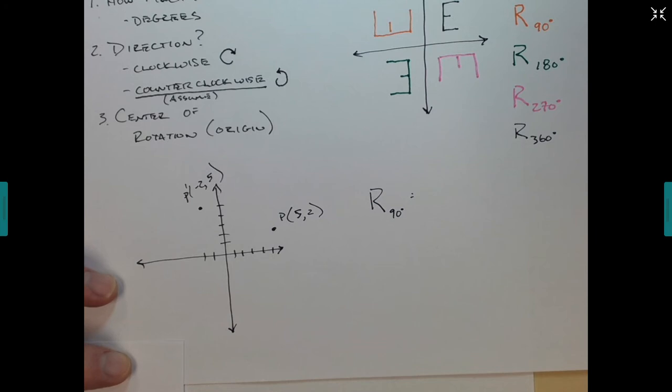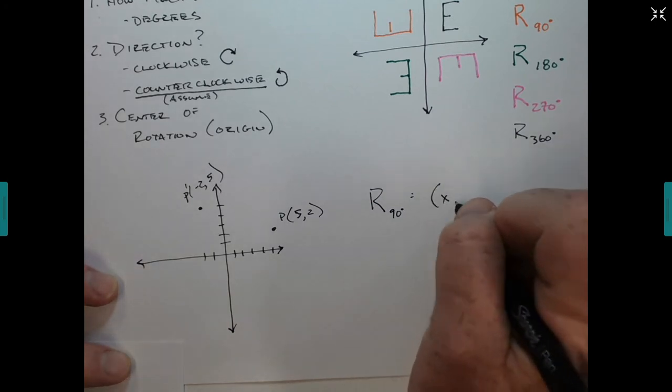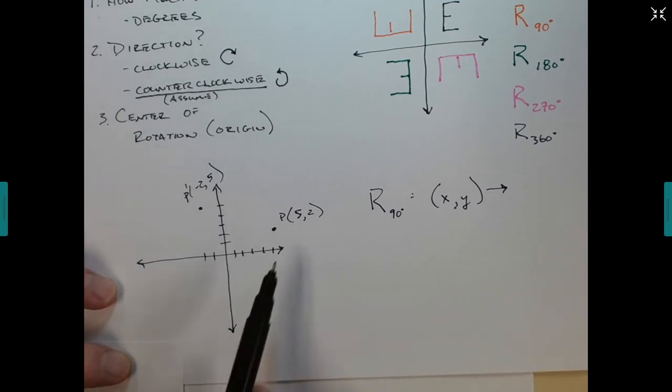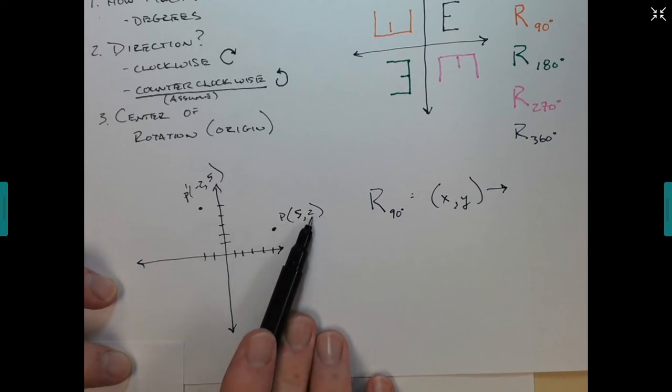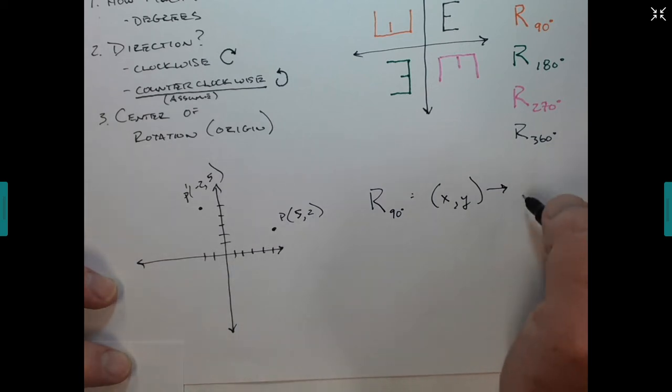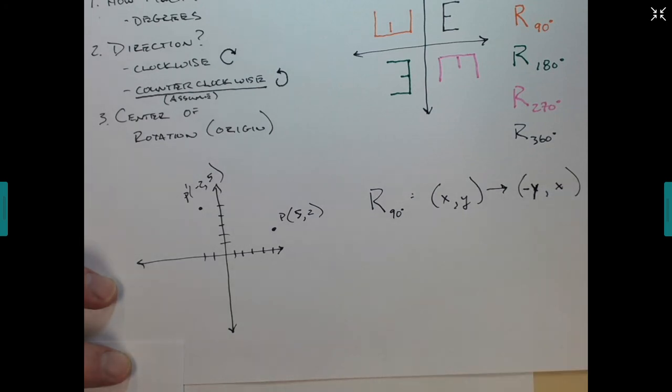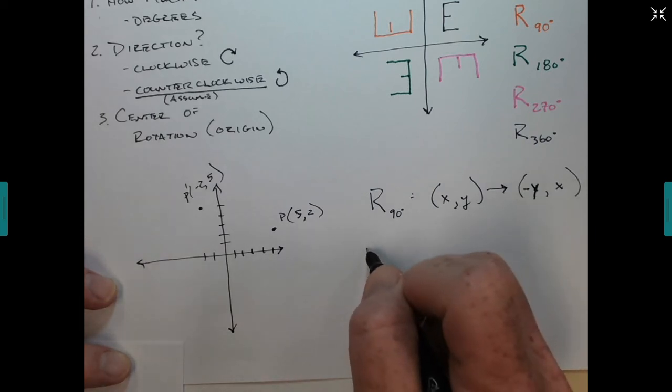So look what happened, because we want to be able to write a rule. What happened to that point after a 90 degree rotation? Well, look, the numbers switched, and the 2, which was the second number, changed its sign. So what's going to happen is we're going to switch the numbers, and that second number, which is now first, changed its sign. That's how we perform a 90 degree rotation. -y, x.